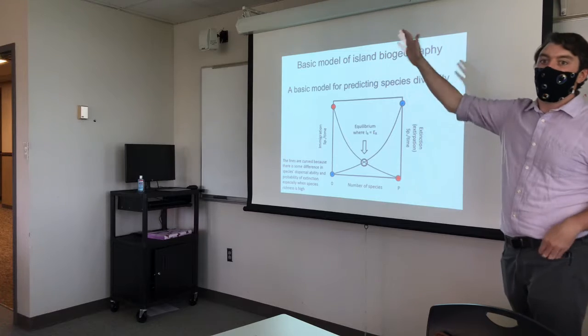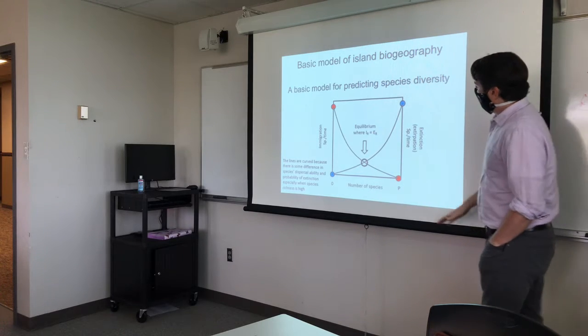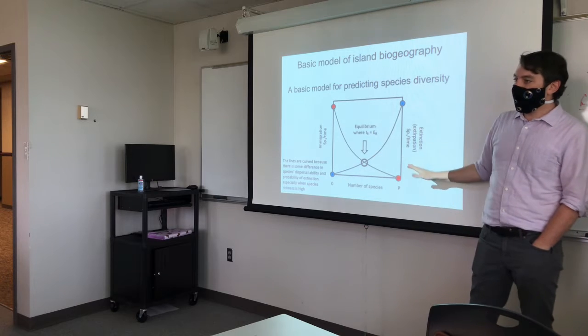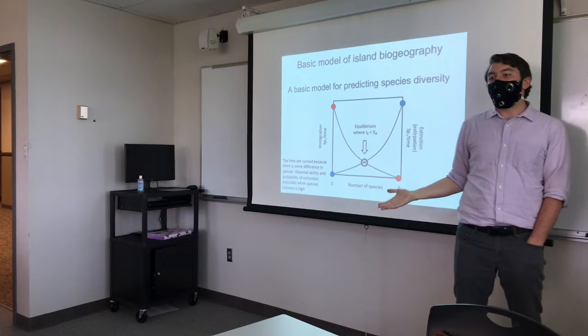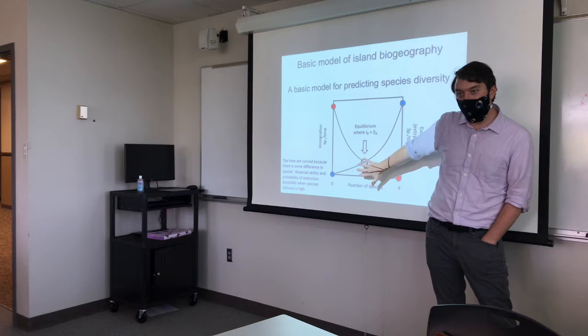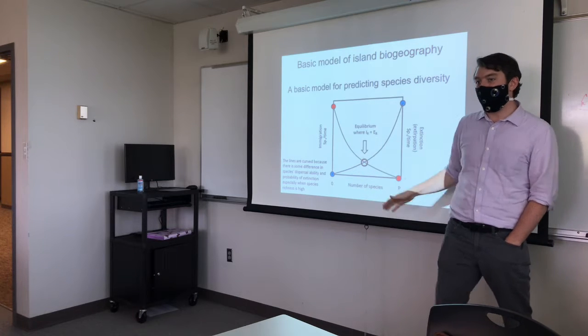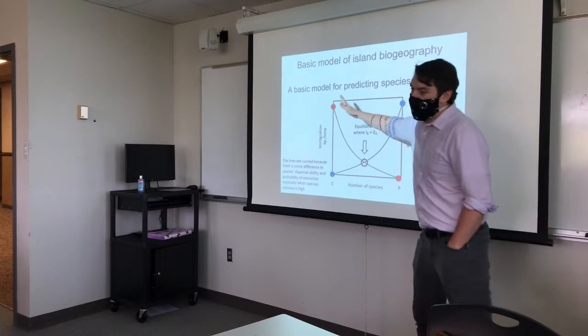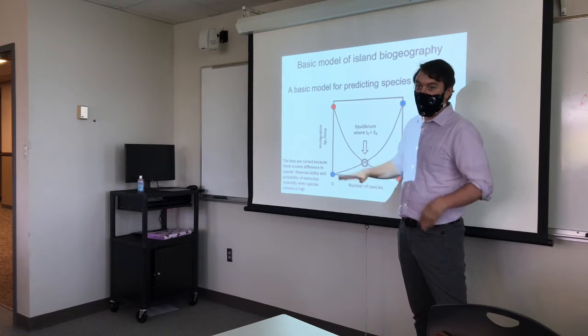In any case, the nature of these curved lines is incorporating some variation in species attributes. So it's no longer a purely neutral model. The nature of your dispersal ability affects the curvature of this line. The variation in dispersal ability among all species affects the curvature of the line.